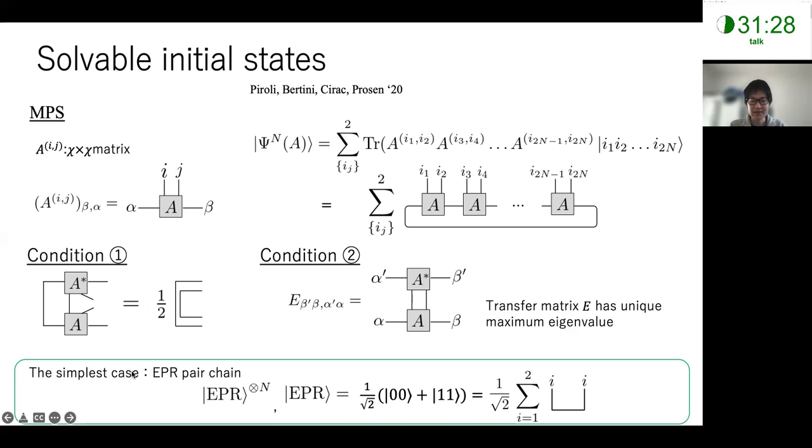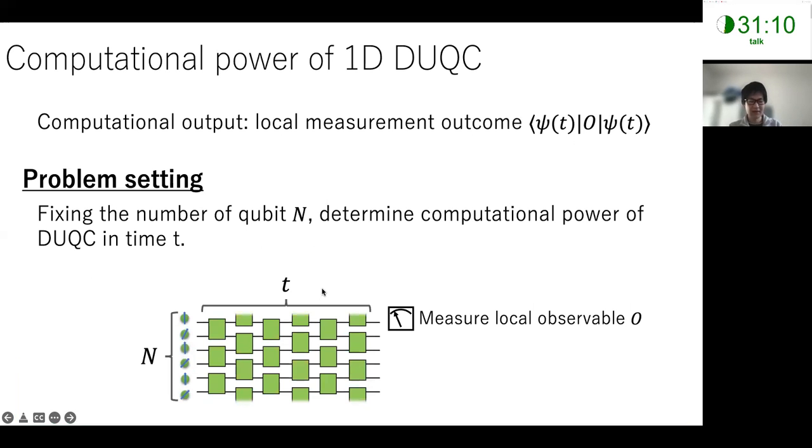And the simplest example is a chain of EPR pairs that has this form. So yeah, it is immediately seen that this satisfies these two conditions. So now I move on to my research topic, as I want to show how the quantum computation power of one-dimensional dual unitary quantum circuit has been determined by using tensor network language.